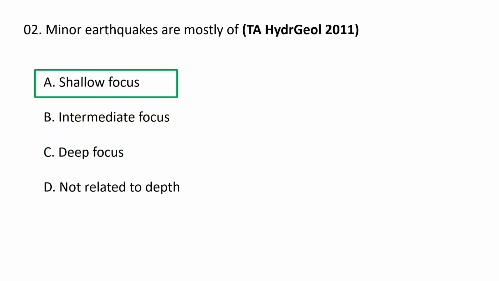So minor earthquakes are usually shallow focus earthquakes with magnitude of 1 to 5 and they are often not felt at all because they are small or occur underwater. However, they can still cause damage at the surface. So minor earthquakes are mostly of shallow focus. A is the correct option.